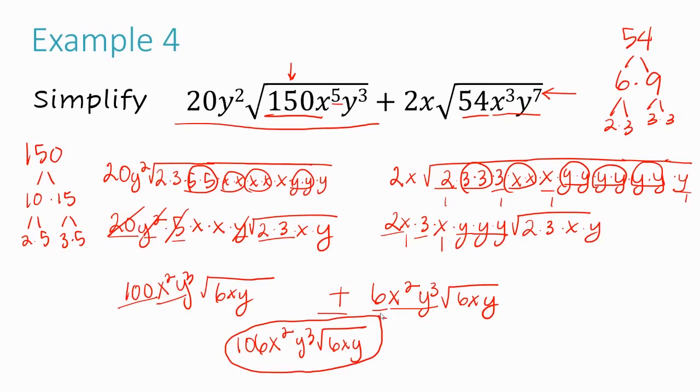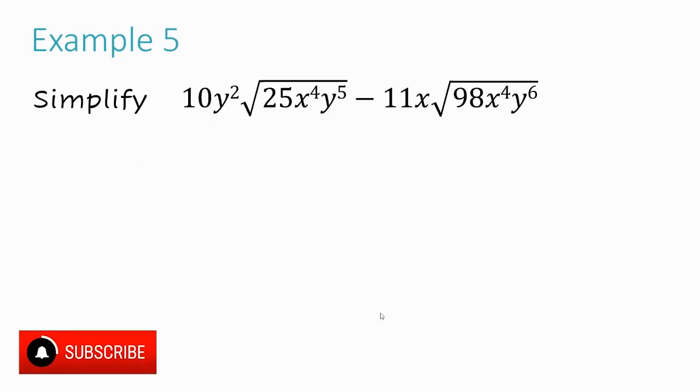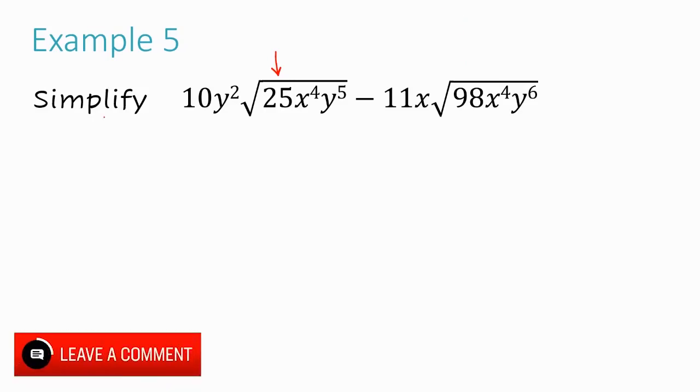Let's take a look at example number five. I have another one. It looks like a lot, but I don't think it's going to be that bad. I can see that I have a 25 here. That's a perfect square, so that comes out pretty easily. And 98, I can break that down pretty easily. That's not that bad, okay?